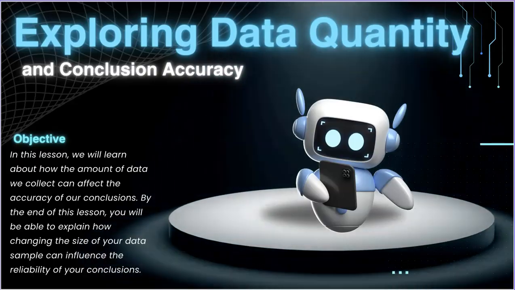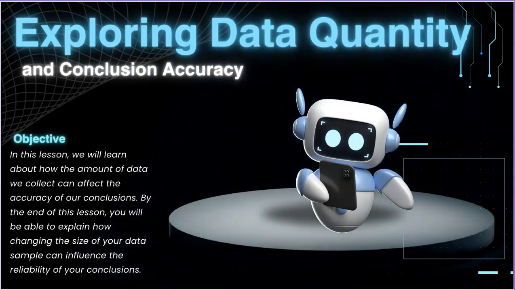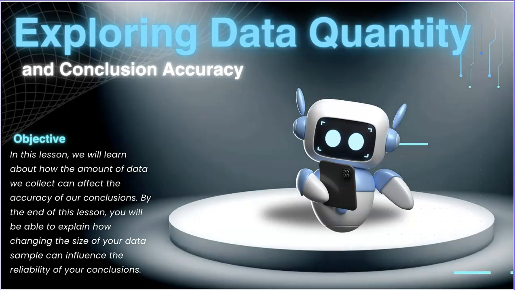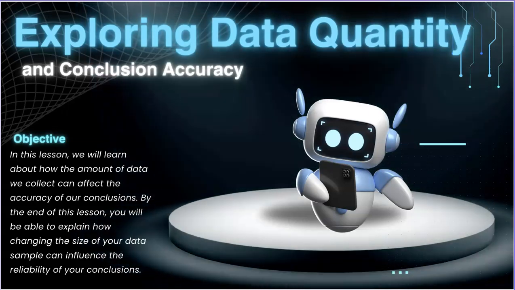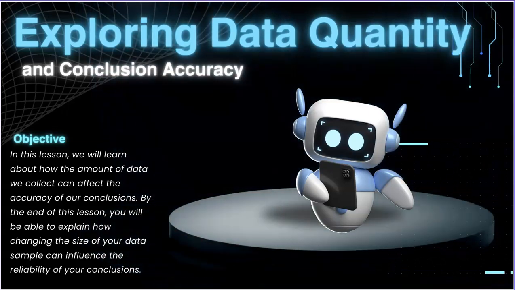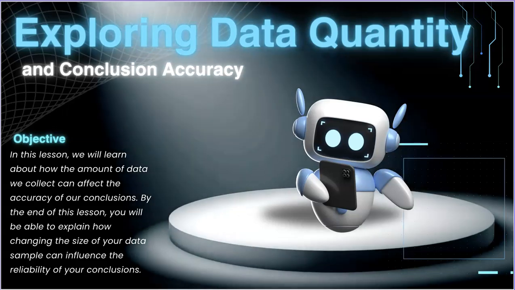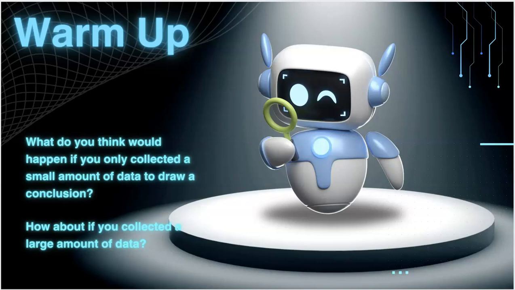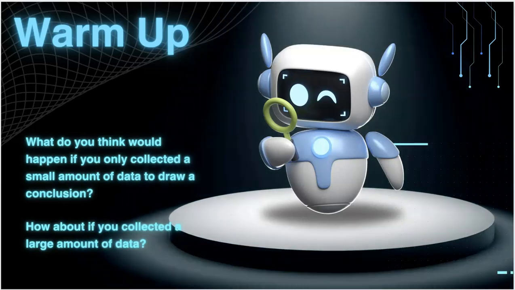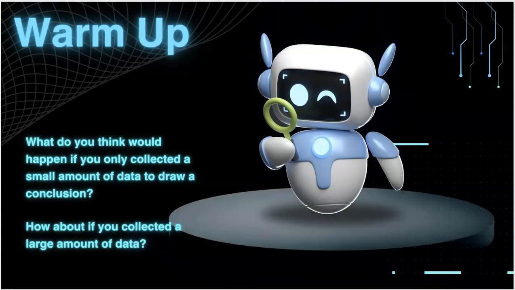In this lesson, you'll learn about how the amount of data we collect can affect the accuracy of our conclusions. By the end of the lesson, you will be able to explain how changing the size of your data sample can influence the reliability of your conclusions. What do you think would happen if you only collected a small amount of data to draw a conclusion? How about if you collected a large amount of data?